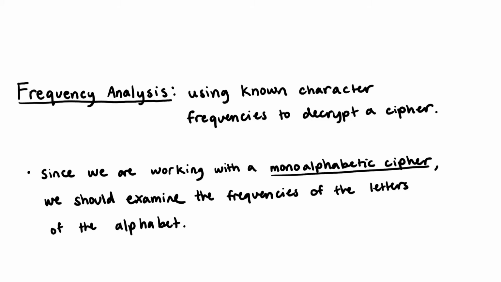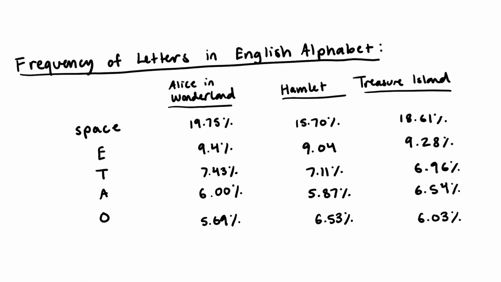So, to spell that out, since we will be working with a monoalphabetic cipher, which means a cipher or a code that is made up of one alphabet and a space, we'll be examining the frequencies of the letters of that alphabet. It could be any language with any elements within that, or any letter within that language. But since we'll be working with English, we're going to be focusing on the frequencies of letters in the English alphabet. So we want to look at the frequencies of letters and spaces that are used the most.